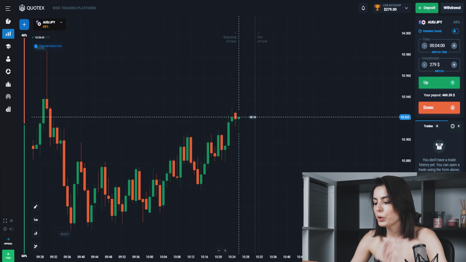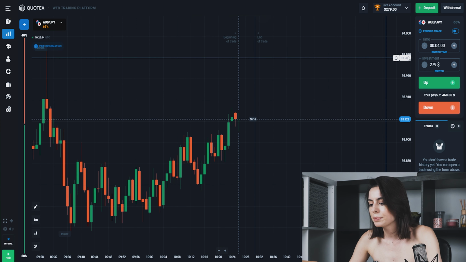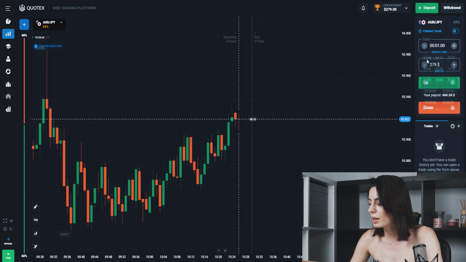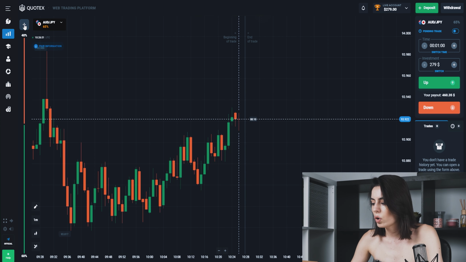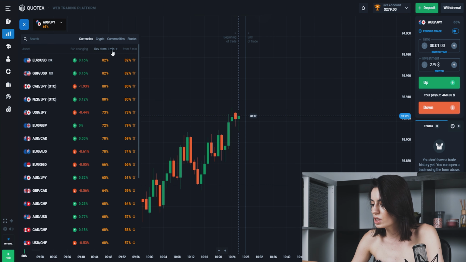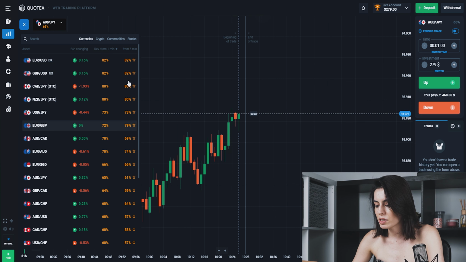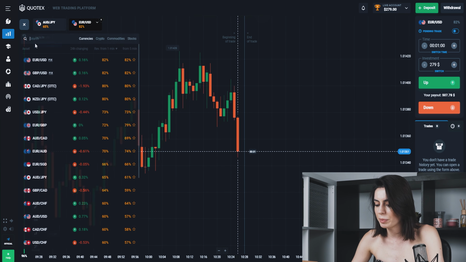We just start with the 1 minute interval with the sum that I'm having for this trade, and here we are choosing the currency pairs with the biggest payout.